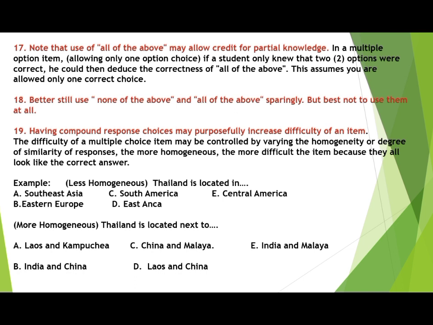Then, number 17, note that the use of all of the above may allow credit of partial knowledge. In a multiple option item allowing only one option choice, if a student only knew that two options were correct, he could then deduce the correctness of all of the above. This assumes you are allowed only one correct choice. So, dapat note the use of all the above. Dapat kabalo ka kung anong purpose sa all of the above. Kung gabutan ka all of the above, syempre, dapat ang first option, second option, third option, and fourth option nga which is all of the above is tsakto ang tatlo nga ginahatag. So, dapat amo na siya.